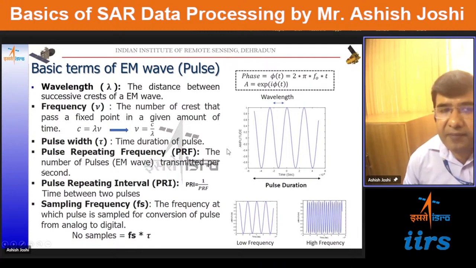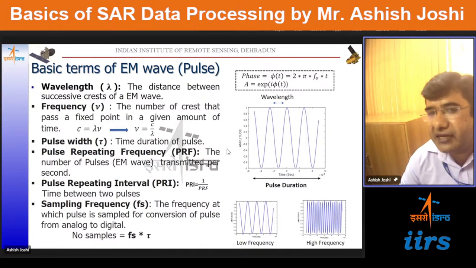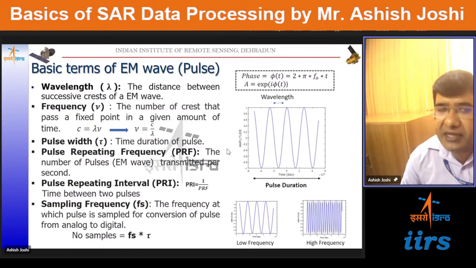Another important term is the pulse repeating frequency, which is called the PRF. It is the number of pulses transmitted per second. In the radar we are transmitting pulses, and how many pulses we transmit in 1 second is the pulse repeating frequency. For high resolution images, we have to send many pulses, and those many pulses will generate the two-dimensional image. It tells us at what interval we are transmitting these pulses.